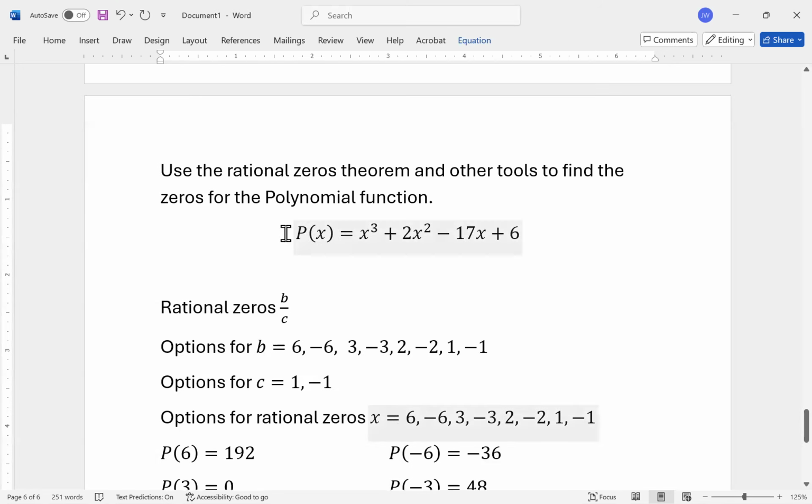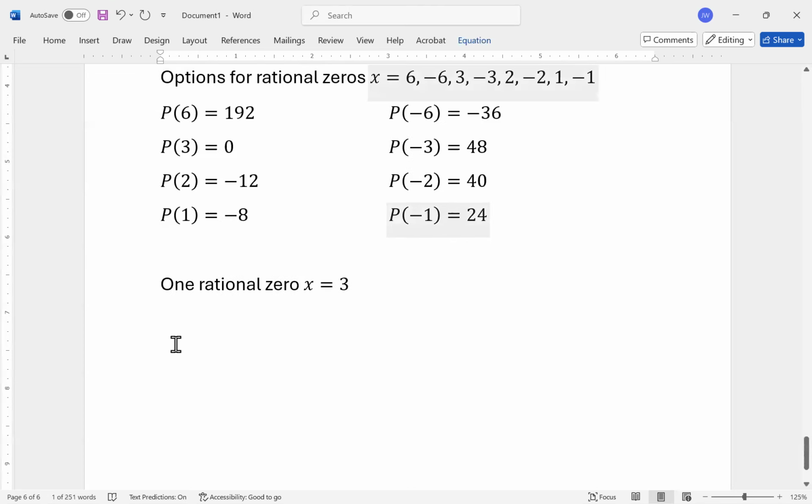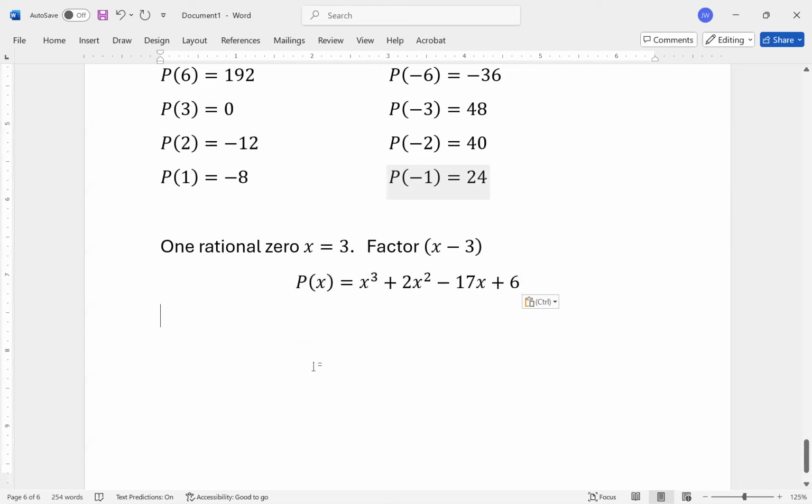If I want to find the other zeros, I know that the polynomial has to have a factor of x minus 3. So this polynomial is going to be able to be rewritten as x minus 3 times a quadratic. I say times a quadratic because it's to the third power.